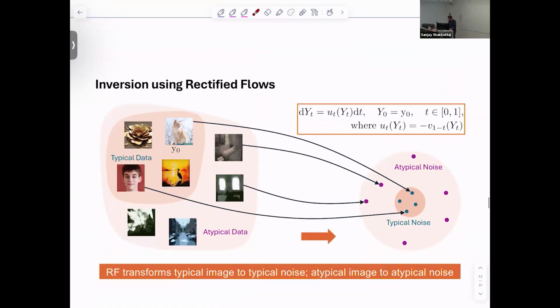So if you invert using rectified flow, then you basically get to atypical or typical noise. And of course, if you had infinite resolution, you'd get back to here. And if you have discretization, you'd get to something else. What you want to do is to put a second field, a guidance, to bring things back here. Okay, that's what you'd like to do.